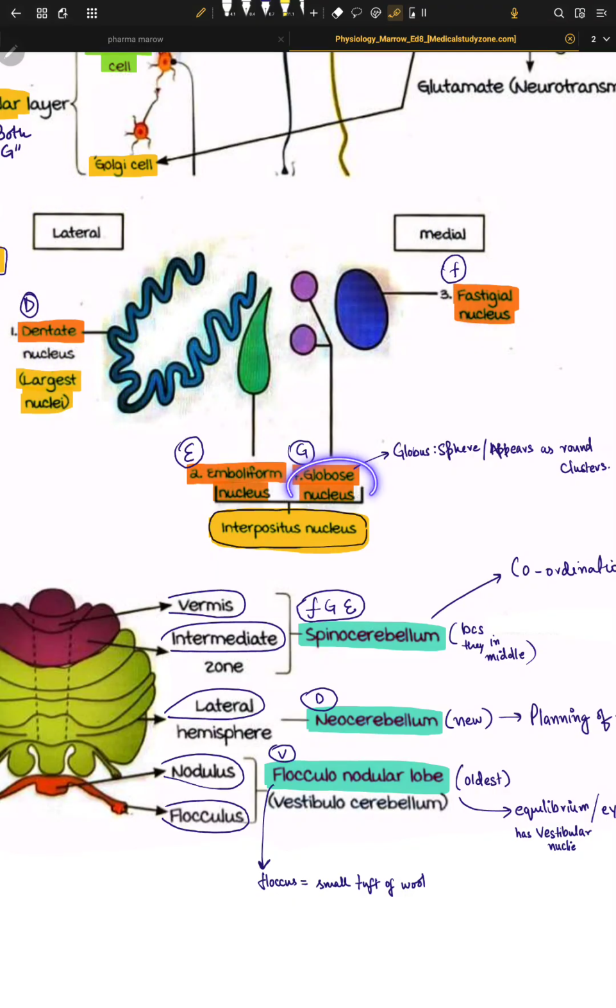And the last one is globose nucleus. The word globus, the meaning of globus is sphere.